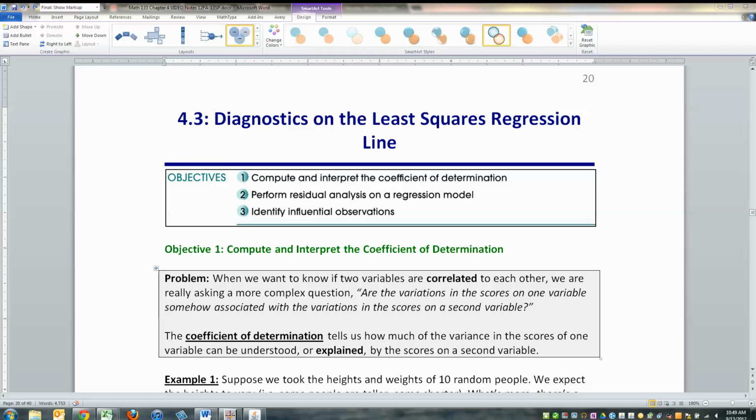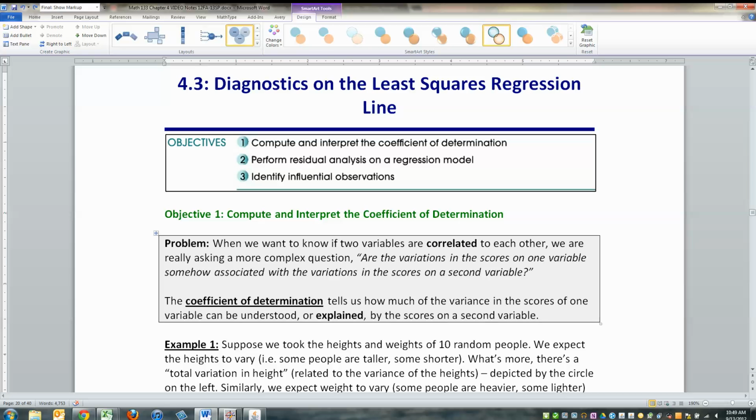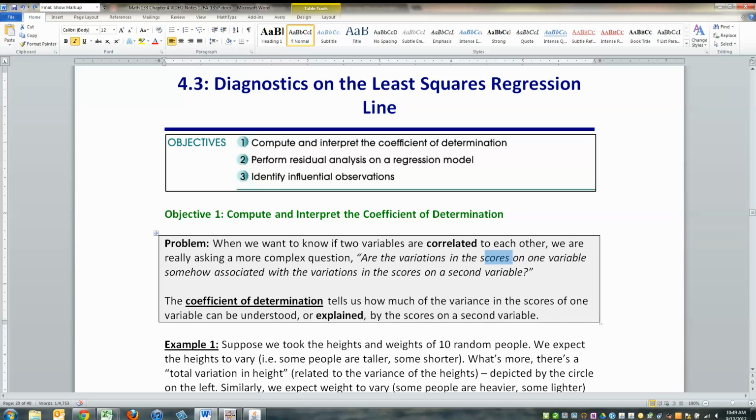All right. So the problem is that when we want to know if two variables are correlated, what we're really asking is more complicated than that. What we want to know is, is the variability that I see in this one value somehow associated with the variability that I see in this other variable? In other words, when this first variable goes up, is that up and downness explaining why I have up and downness in my second variable? So the coefficient of determination is a number that tells us how much of the variance in the scores of one variable can be understood or explained by the scores of a second variable.